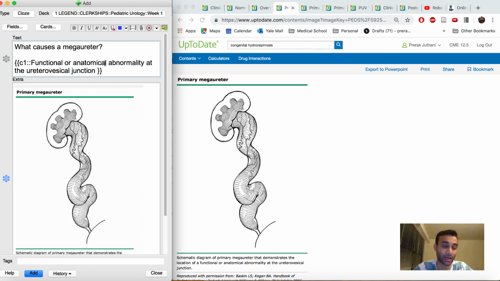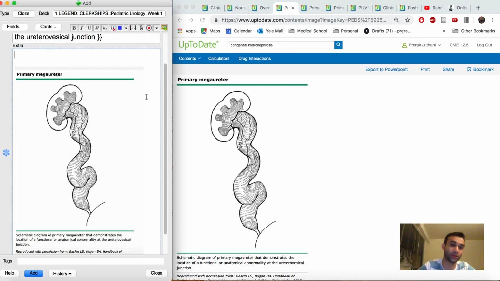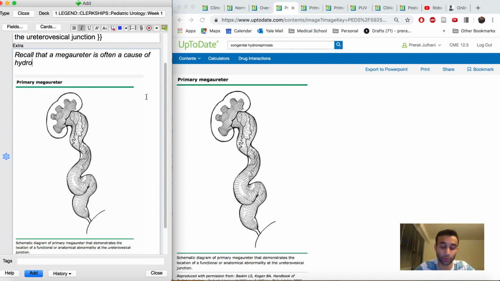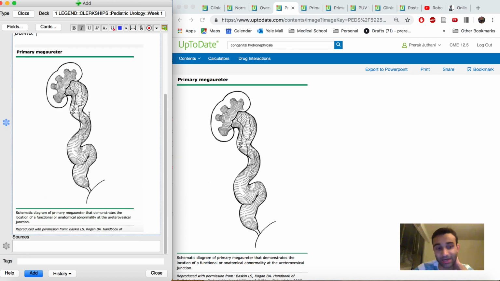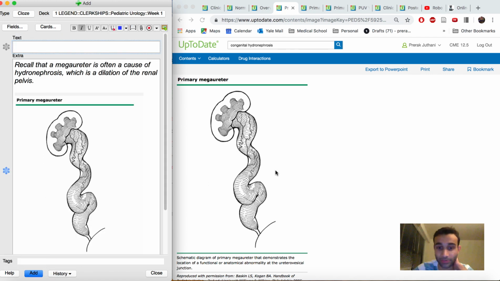Okay, cool. Got it. And one thing I do want to include here is, recall that a mega ureter is often a cause of hydronephrosis, which is a dilation of the renal pelvis. And I include that just so I'll know exactly what I was referring to. Because the reason I cared about this is because of the reference to hydronephrosis.